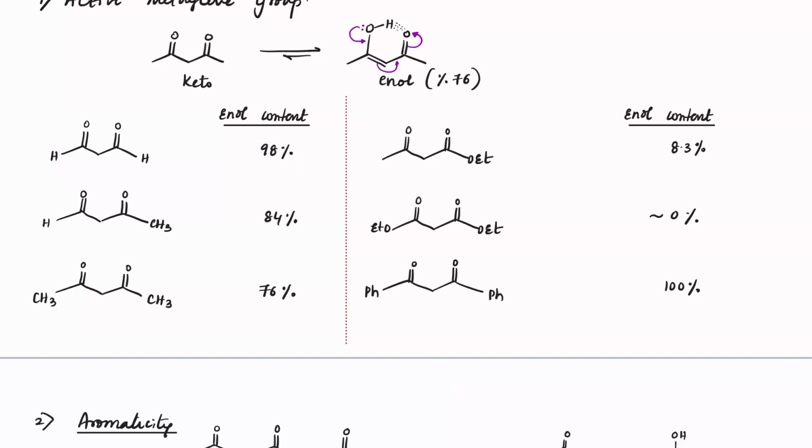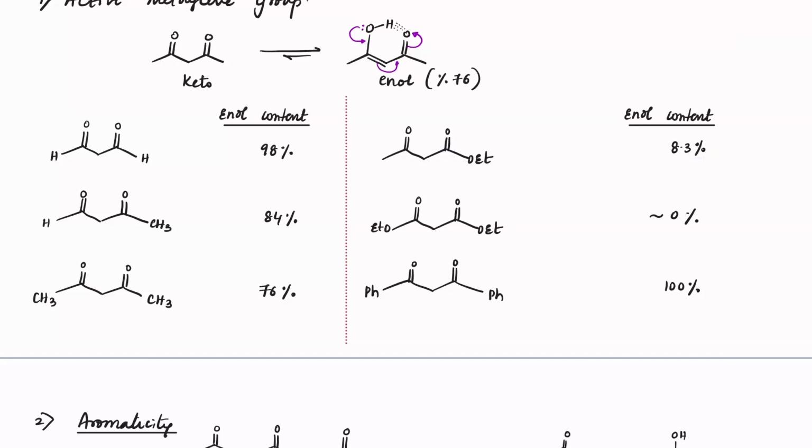If one hydrogen and one methyl are there, it is around 84%. If both are methyls, that means you are talking about a ketone. Here it is aldehyde-ketones, and here only ketones. The percentage decreases to almost 76. The minute you come across an ester, the ester will have the least enol content, because if you try to make an enol here and form a hydrogen bond, the extended conjugation is weaker here as the OEt is already supporting it. That makes it weaker. So it will be only 8.3%.